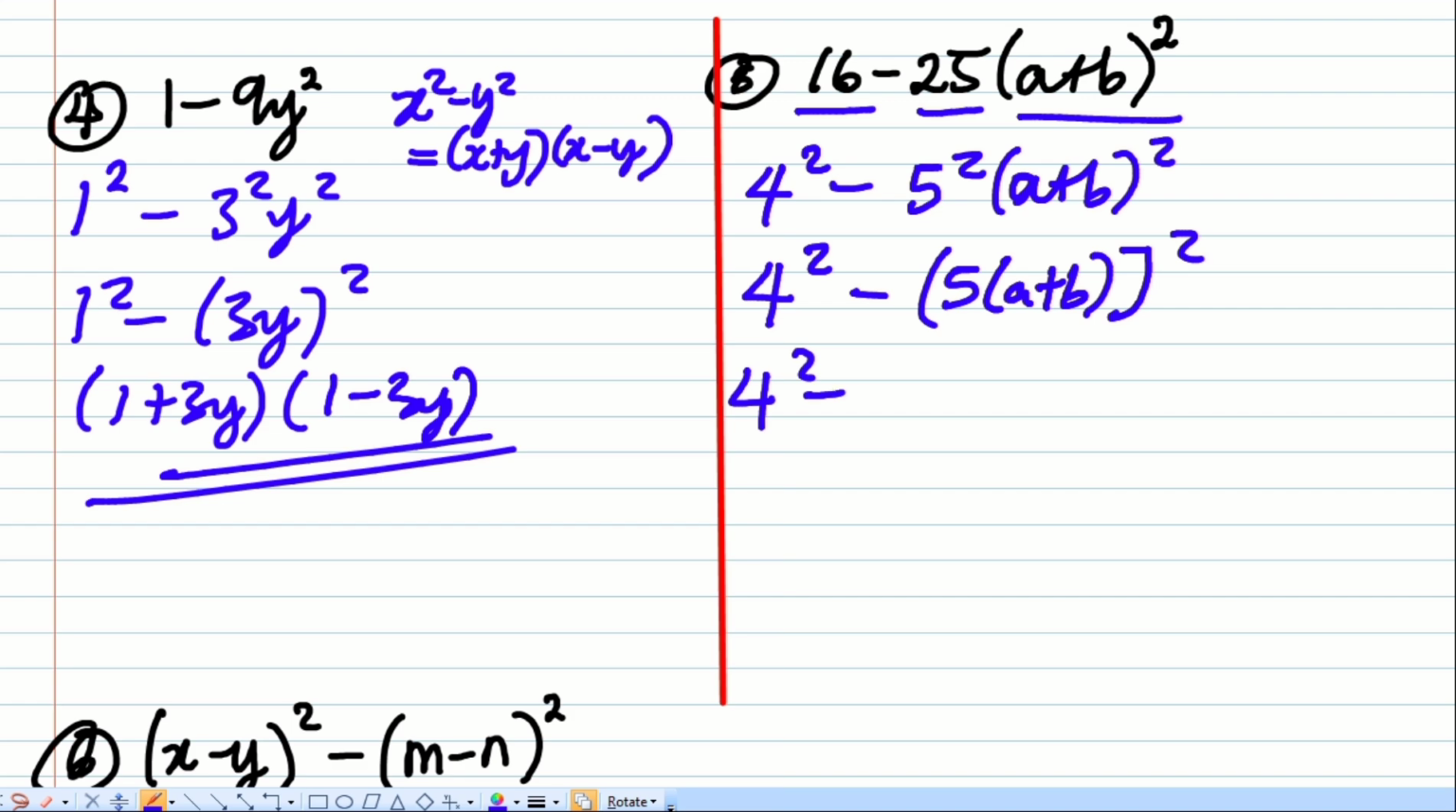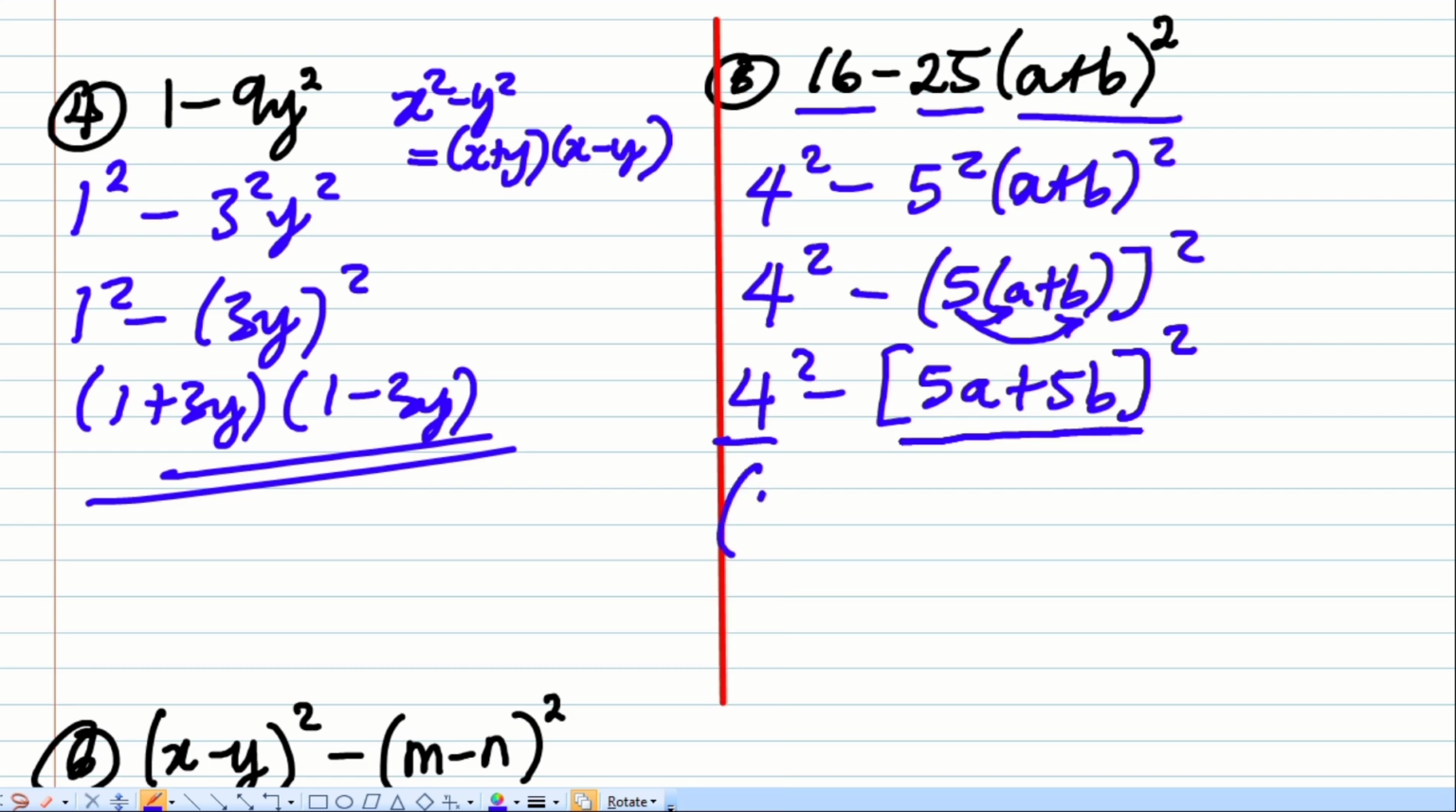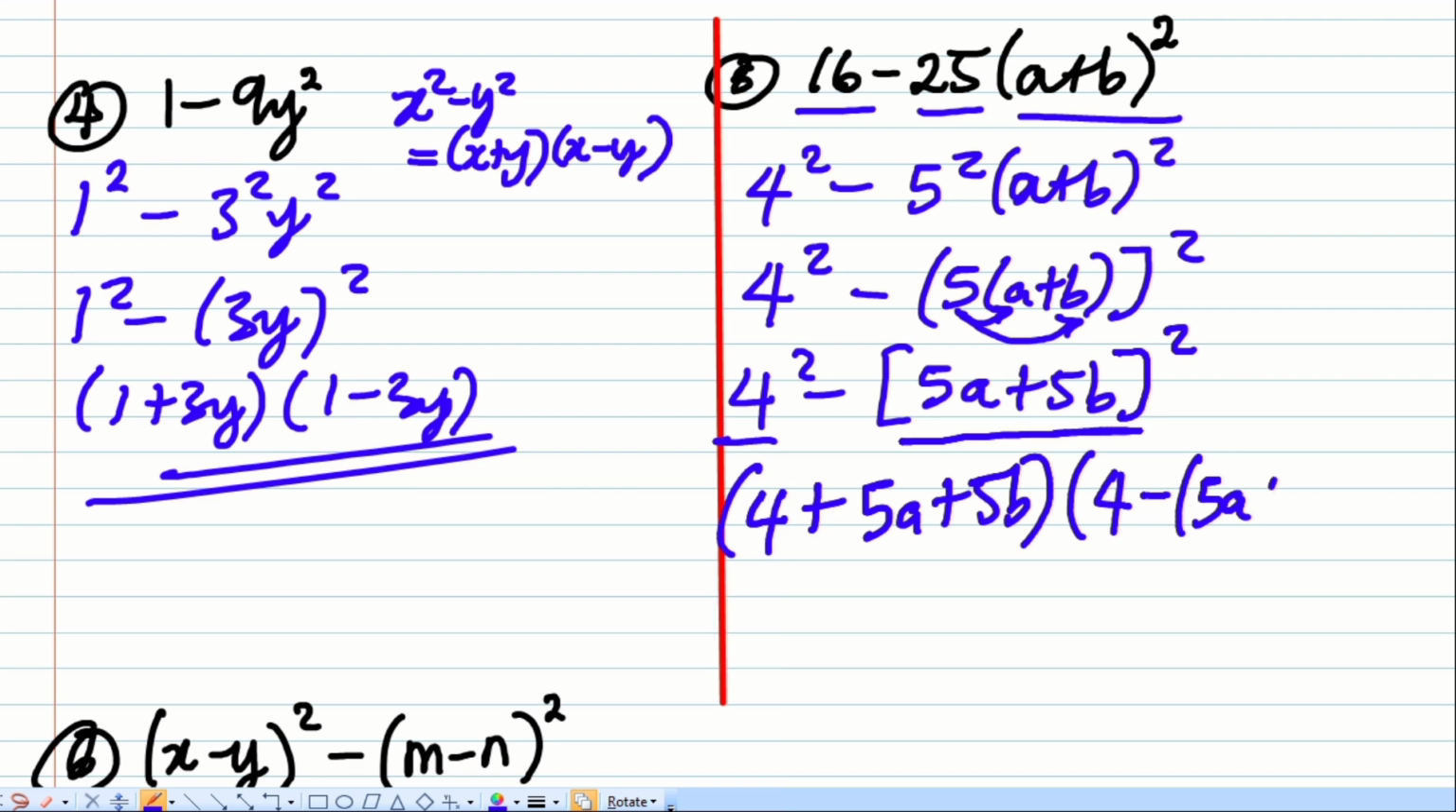So we might want to simplify what's inside this bracket further. So 5 times a is 5a, and then 5 times b is positive 5b. Let me use the same brackets, all squared. Now we have just a single term all squared, and then 5a plus 5b is a single term. We regard it as one term all squared. So we can apply difference of squares now. So we're going to say that the answer will be 4 plus 5a plus 5b, open another bracket, 4 minus, let me put this in the bracket and I'll show you the reason why.